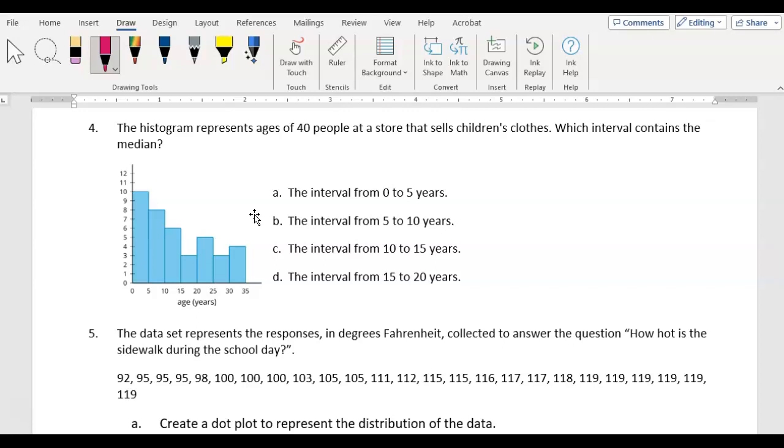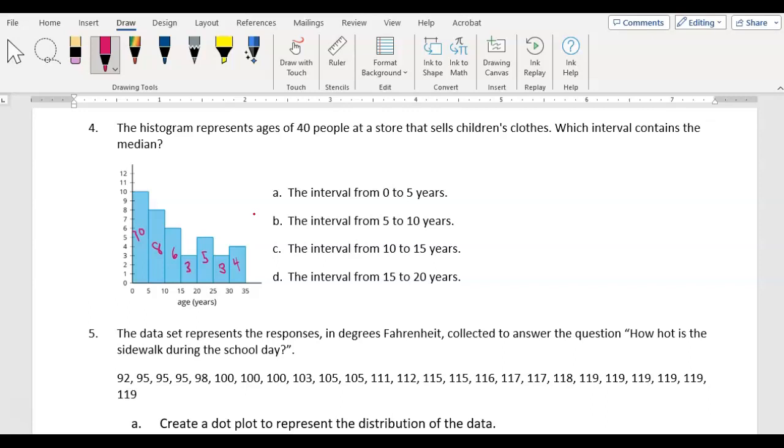Which interval contains the median? So which of these would have the middle number? Well, we have 10 values here. We have 4 values here, and then another 3, so that's 7. And then we have another 8 values here. We have another 6 values here. We have 5 here, and we have 3 here.